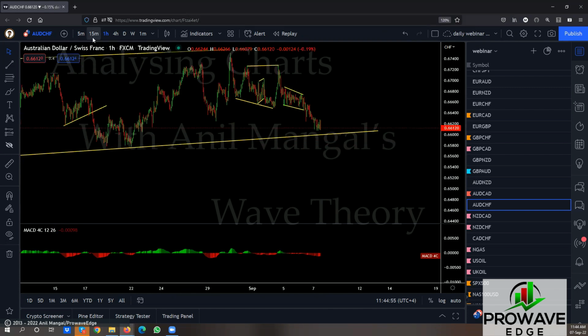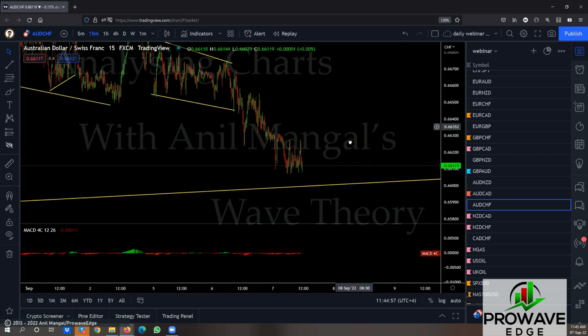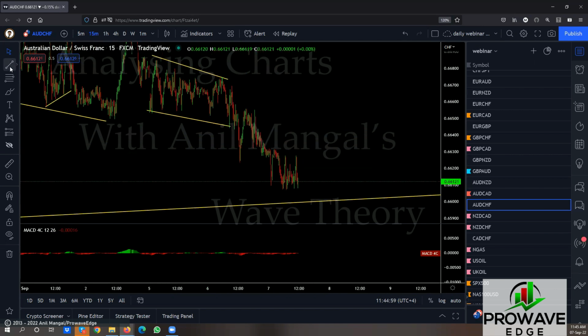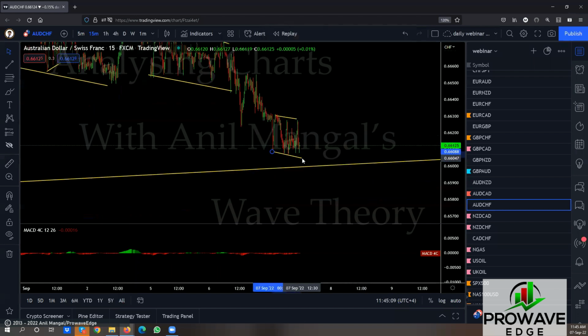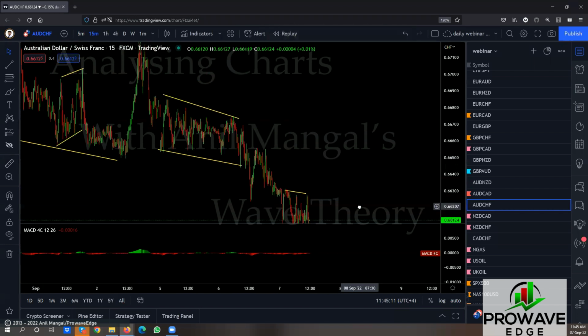Let me see in a 15 what it looks like. We actually have a flag here. You can go for the sell. There's a small flag forming here in the 15. You can take the sell, but be very, very careful, right? Because you don't want it to tag you and start going up.